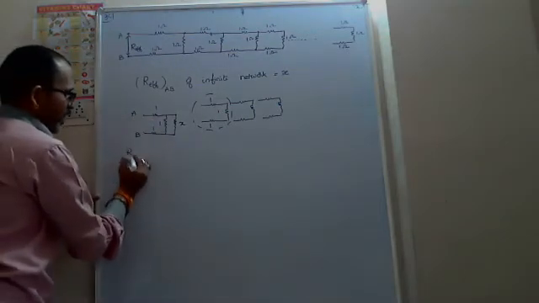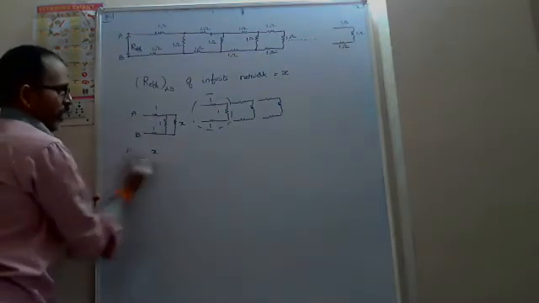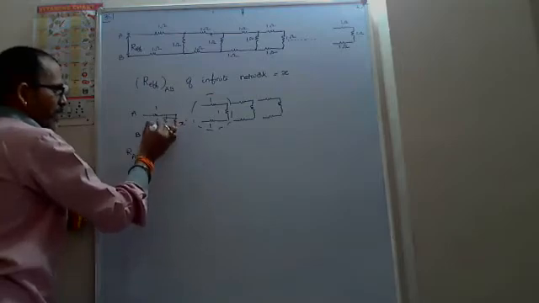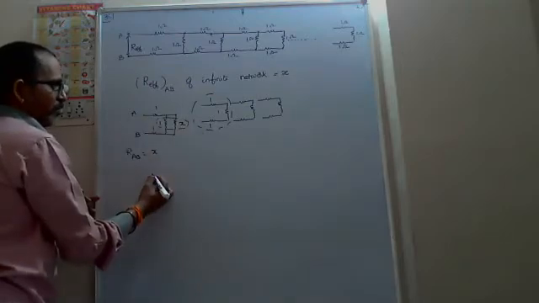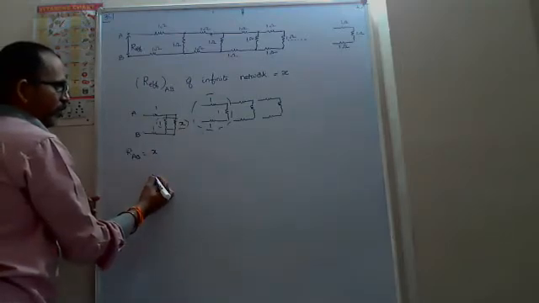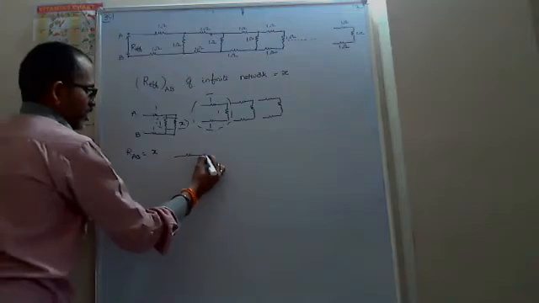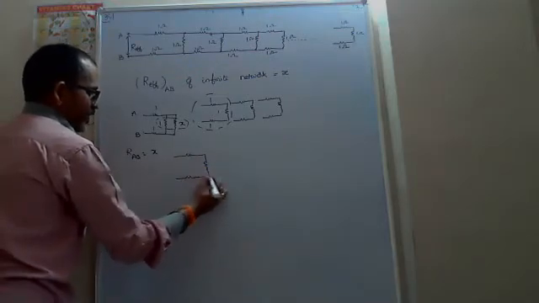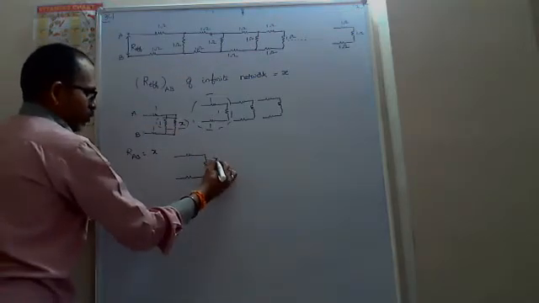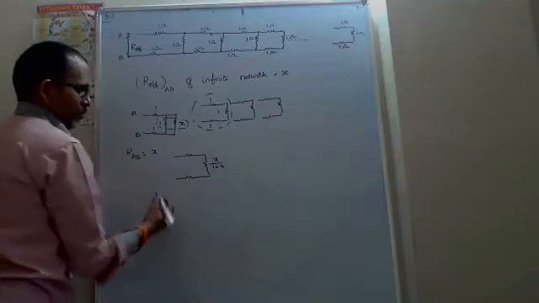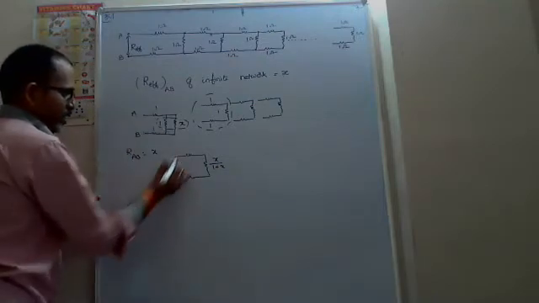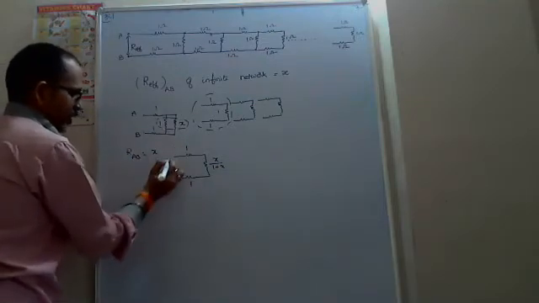Between A and B, that is X, Nana. Surely. But here 1 and X are in parallel or not? Yes, sir. So what will be the resistance there between 1 and X? 1x by 1 plus X. Effective resistance, and this is 1, this is 1.